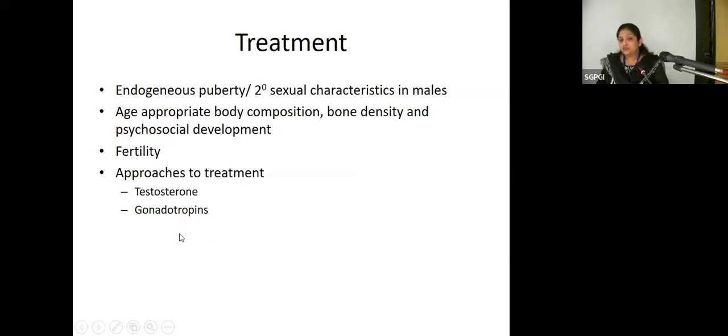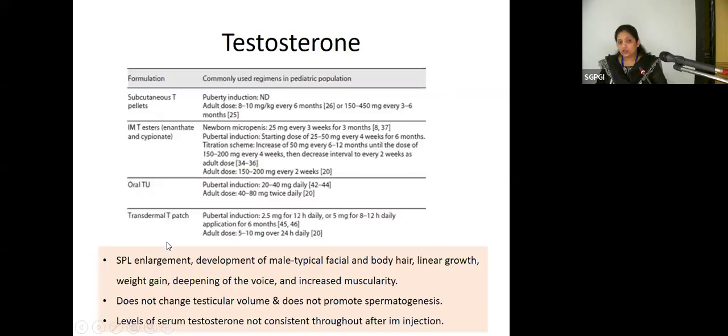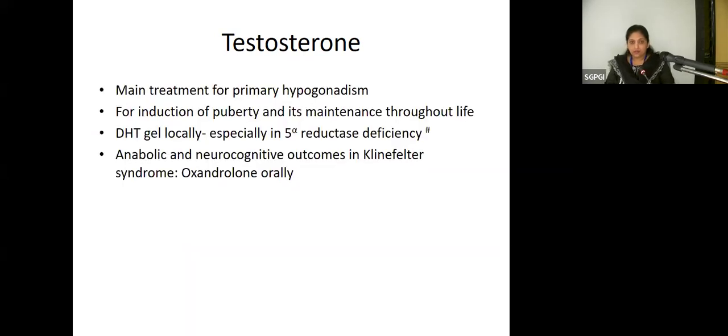Yeah. So regarding treatment, we want the endogenous puberty to set in, or to develop secondary sexual characteristics in males by any method, so that the child can have age appropriate body composition, bone density and psychosocial development, and good fertility prospects. There are two approaches to treatment, either testosterone or gonadotropins. It is said that testosterone can lead to penile enlargement, development of facial and body hair, and deepening of voice, but it will not change the testicular volume and does not promote spermatogenesis. Also, testosterone levels after IM injection might not be consistent throughout.